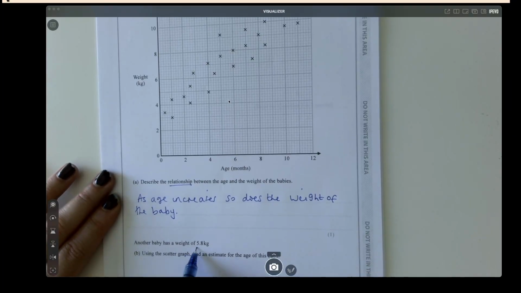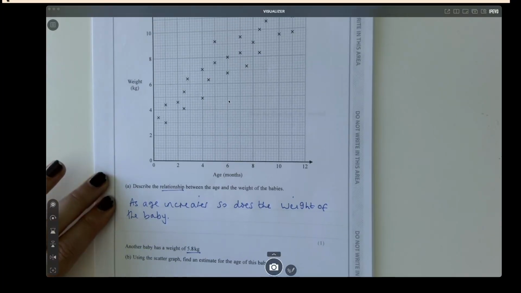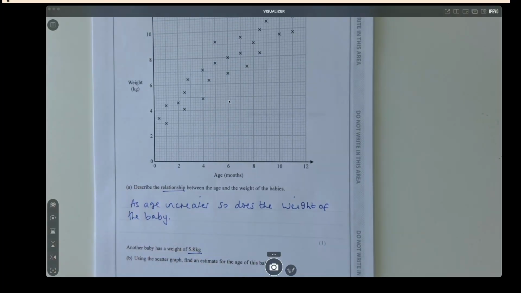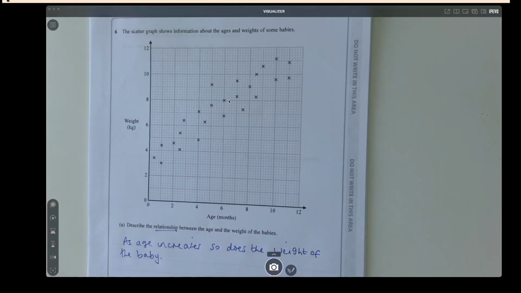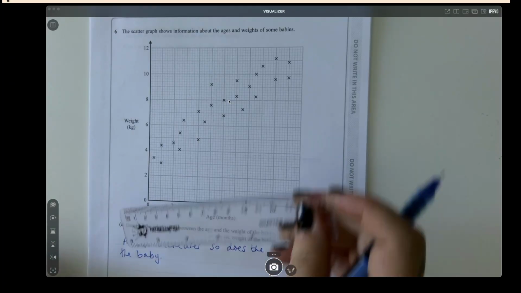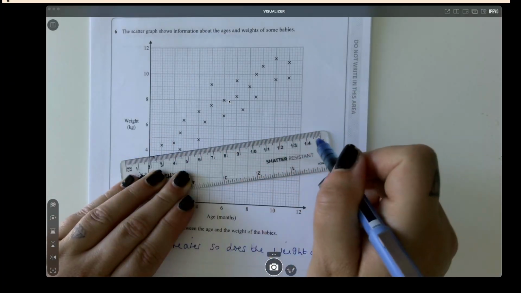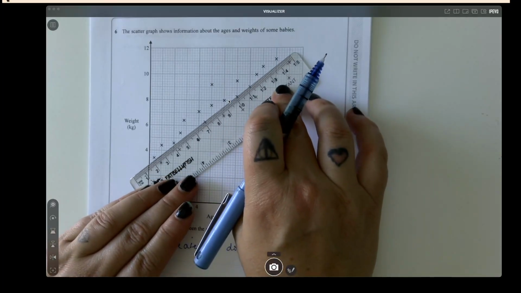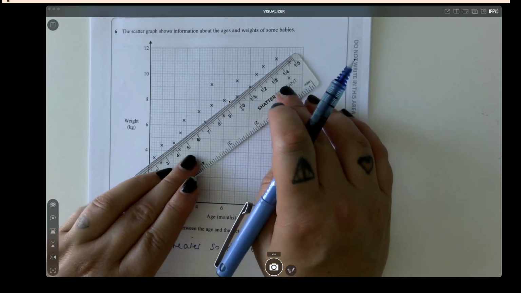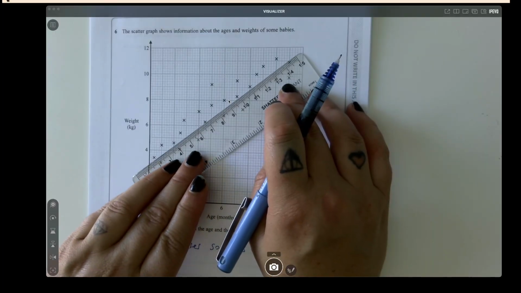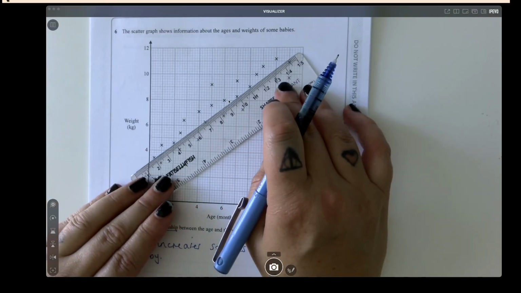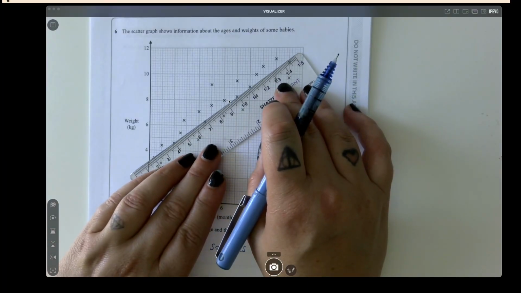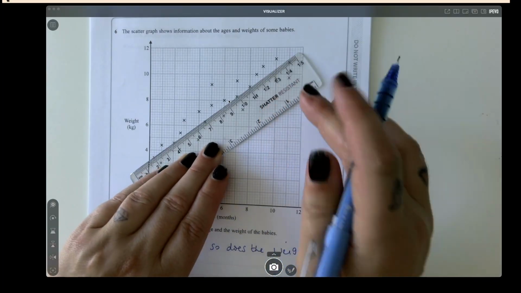So another baby has a weight of 5.8 kilograms. Part B, using the scatter graph, find an estimate for the age of this baby. So to be able to estimate from a scatter graph, we need a line of best fit. And what's important is your line of best fit follows the trend of the data. So if I drew a line like this across here, it's not following the trend of that data, so it wouldn't help me in estimating anything. So when we're doing this, we want roughly an average line, so roughly an equal number of points on either side. It doesn't have to be an exact science, and it doesn't necessarily have to go through all of the points.